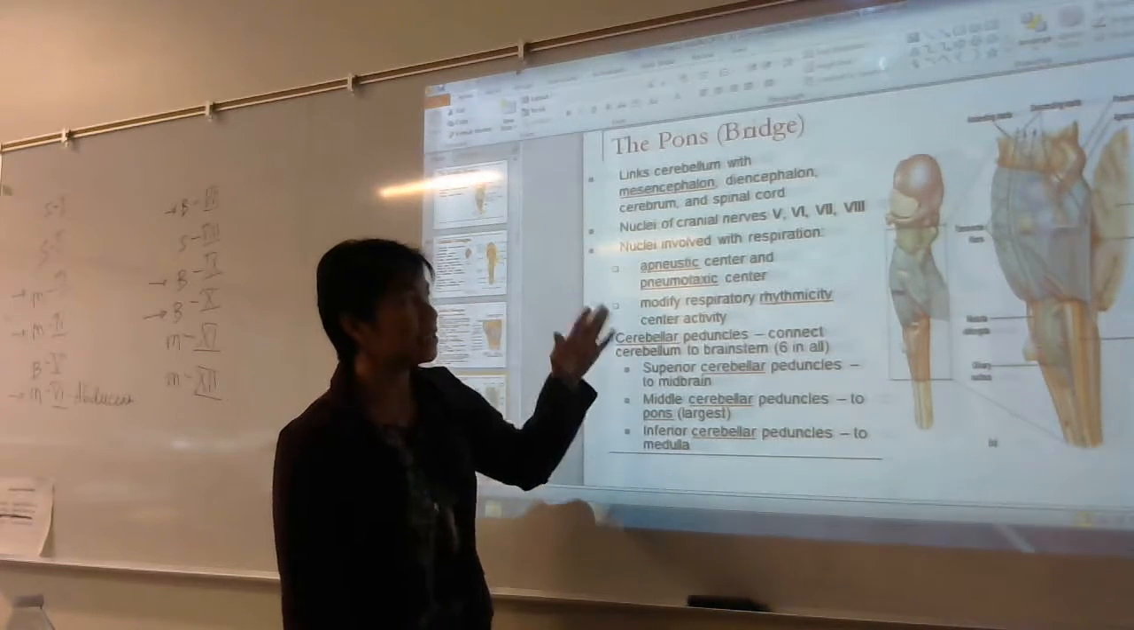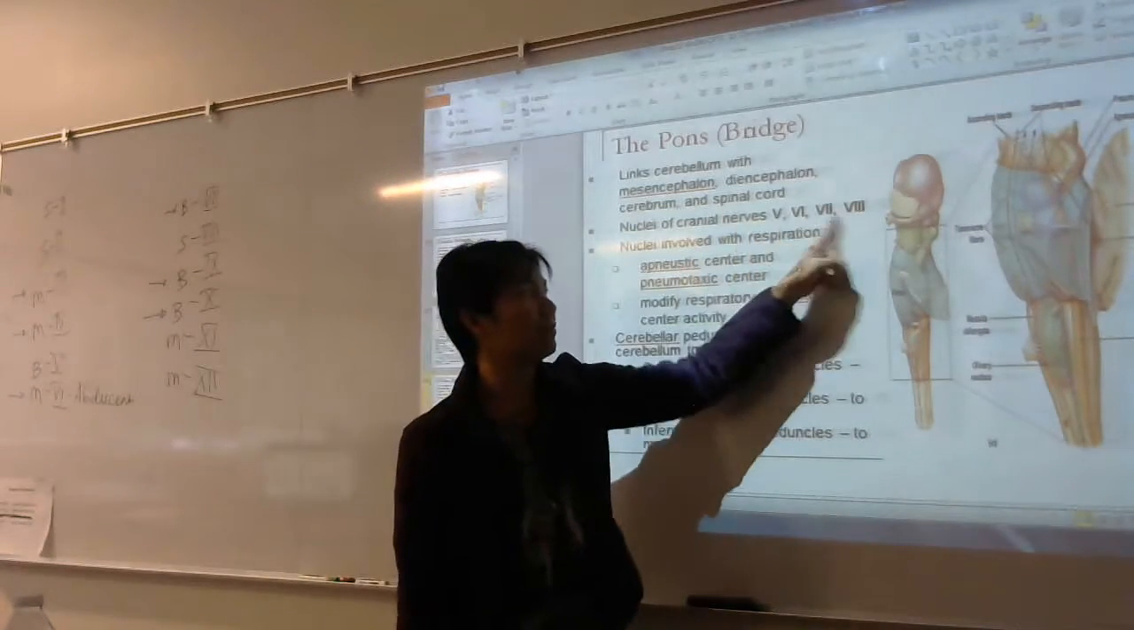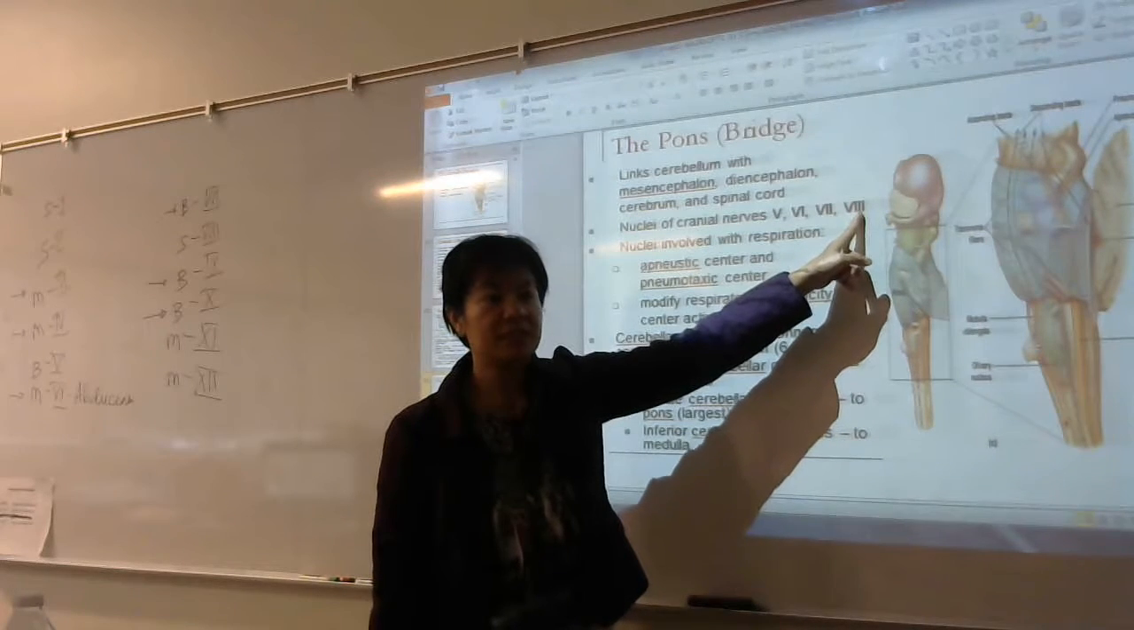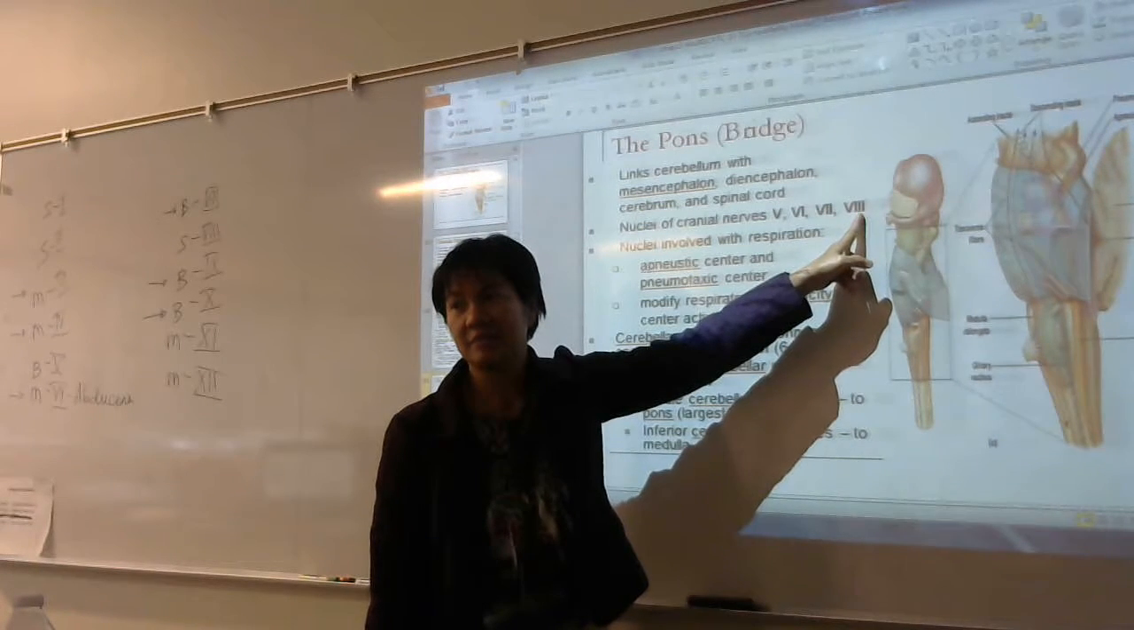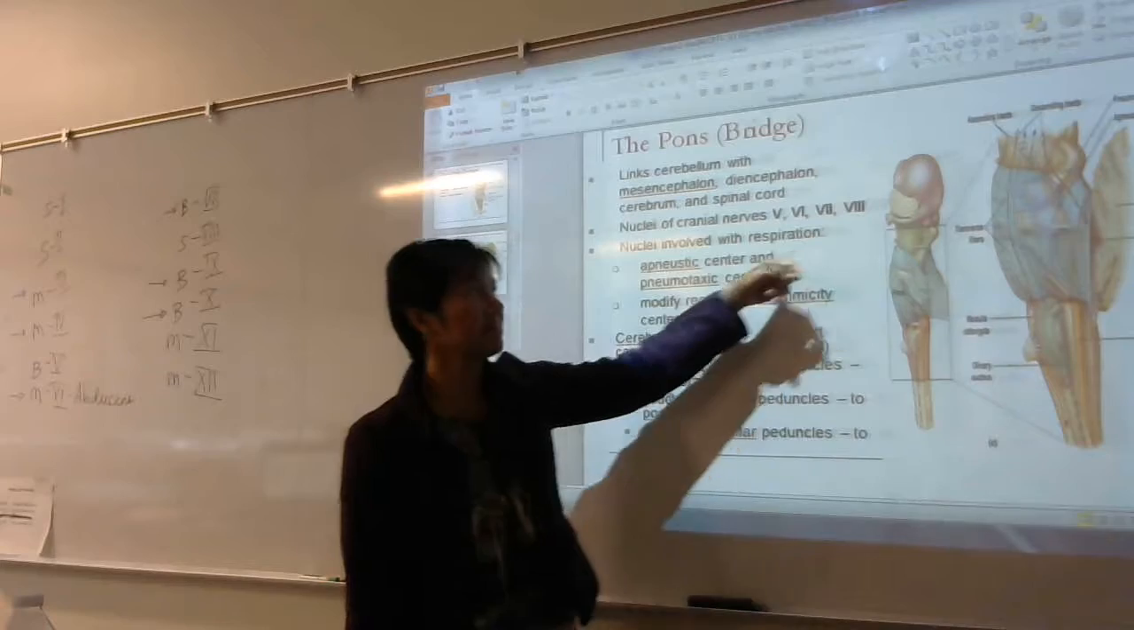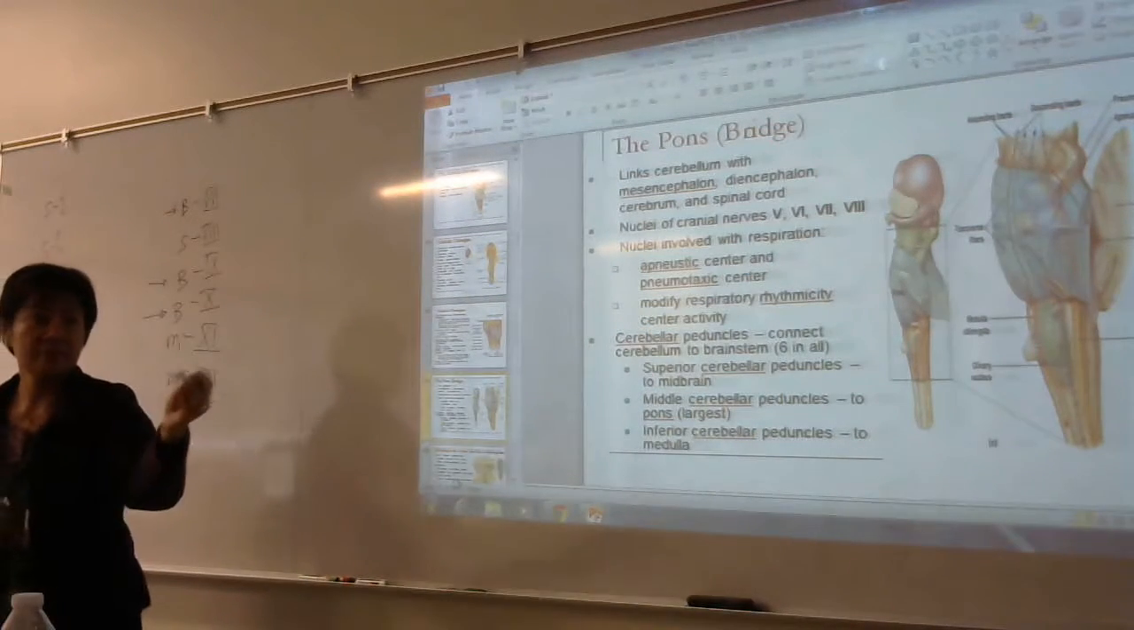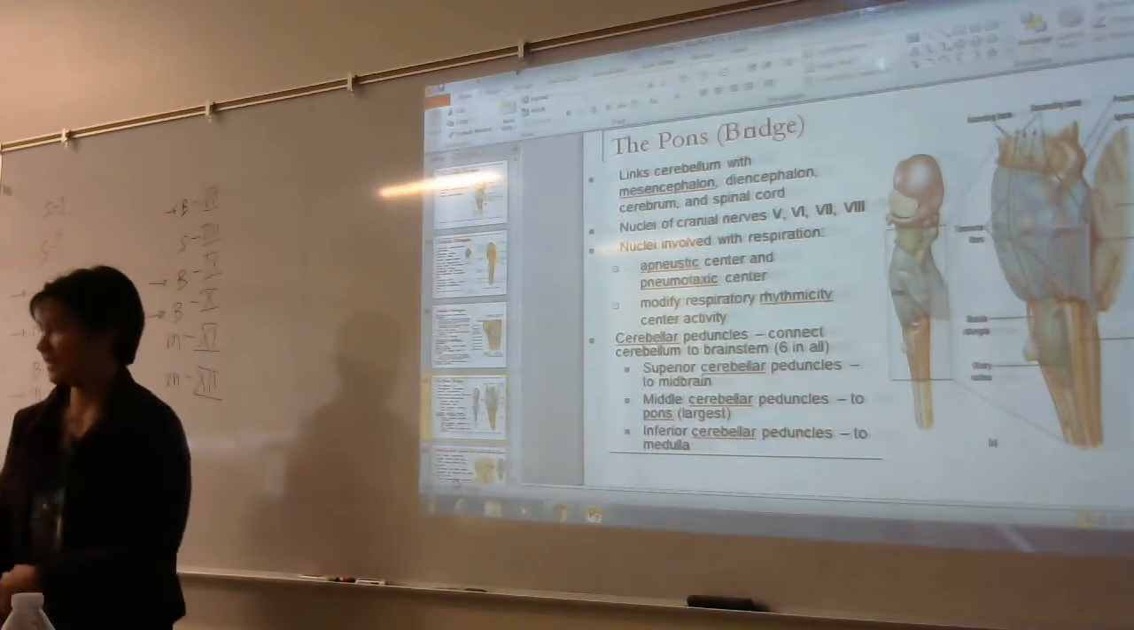And then, next to pons, write cranial nerve 5 to 8. That's where they originate, 5, 6, 7, 8. Okay? Did you say cranial nerves? Cranial nerves, yes.